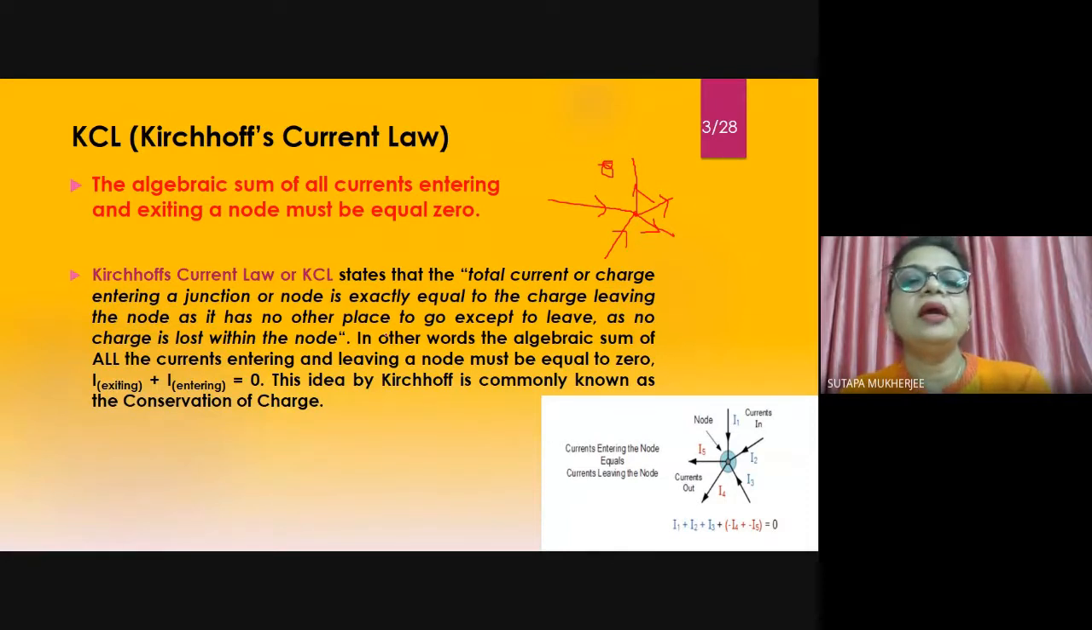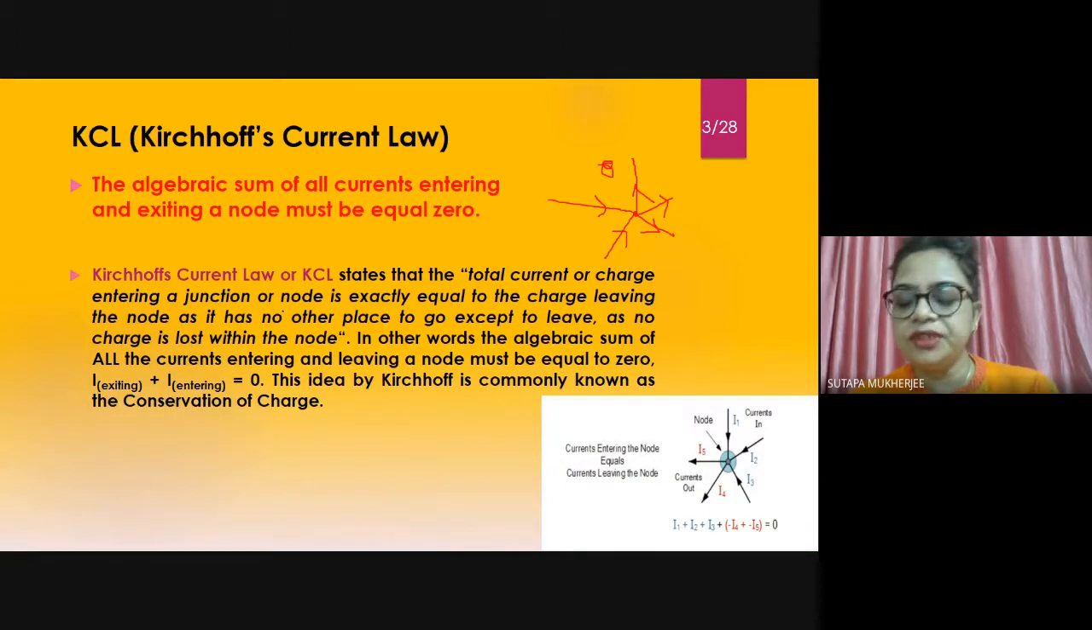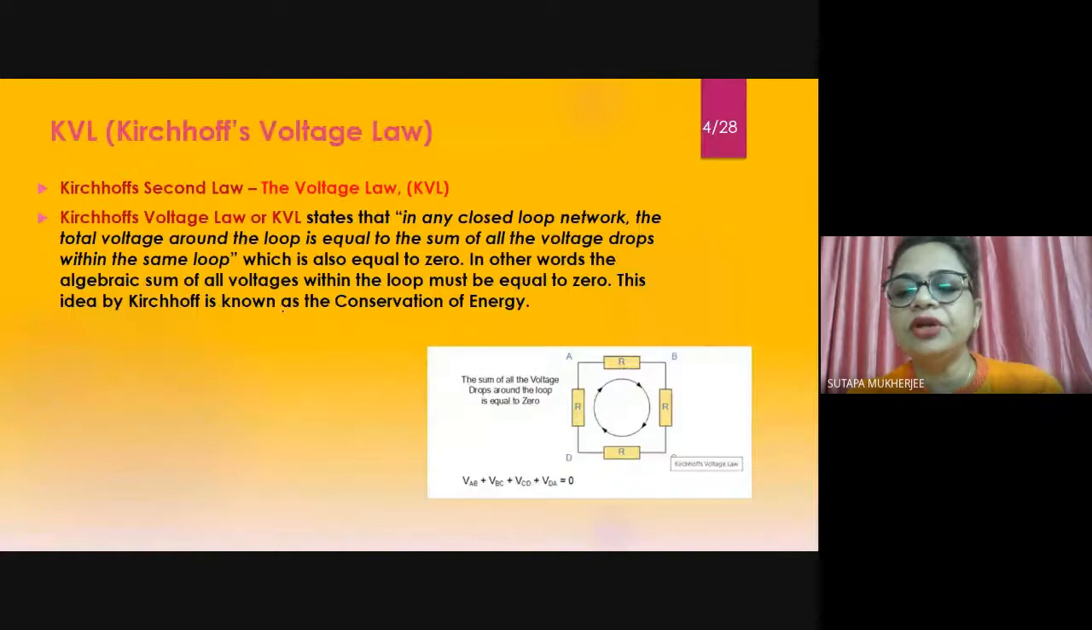Okay, fine. Go to the next slide, Kirchhoff's voltage law. This is the second law. This law states that in any closed loop of a network, the total voltage around the loop is equal to the sum of all the voltage drops within the same loop, which is also equal to 0. In other words, the algebraic sum of all voltages within the loop must be equal to 0. This idea by Kirchhoff is known as the conservation of energy. KCL was conservation of charge, and this is conservation of energy.